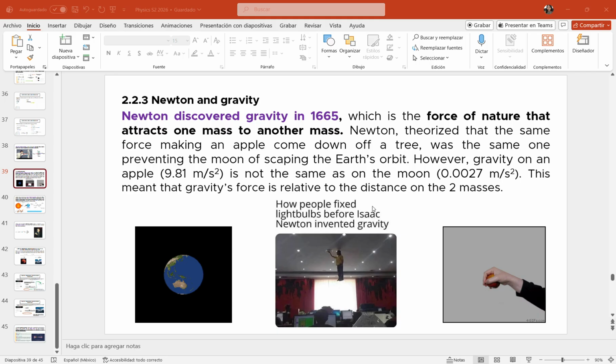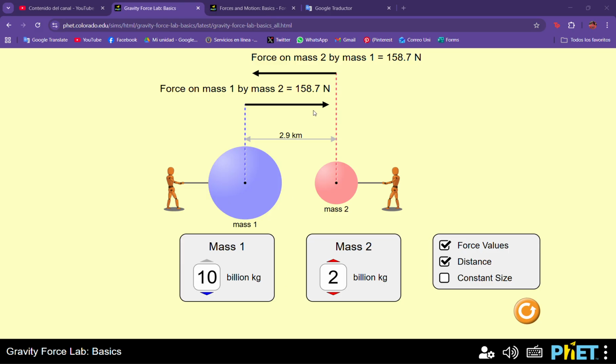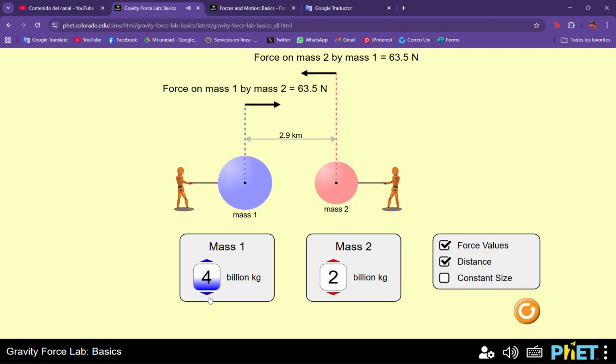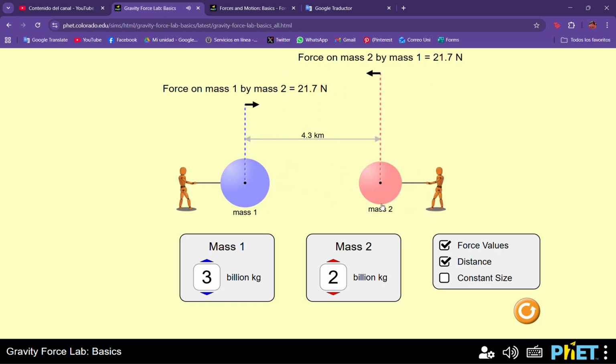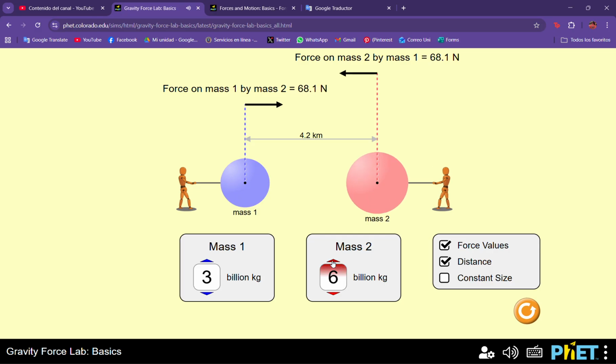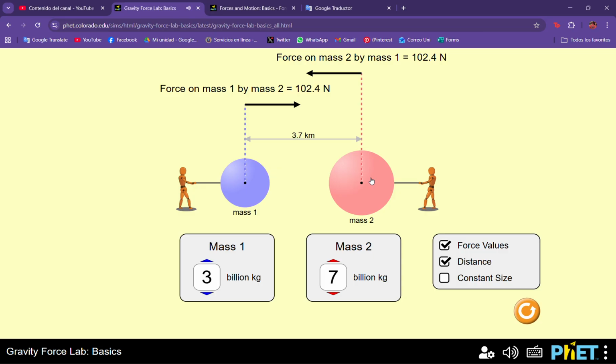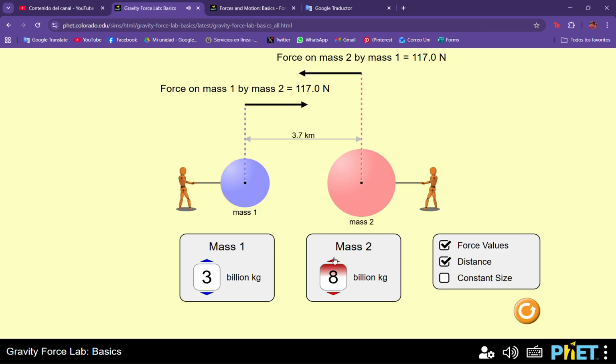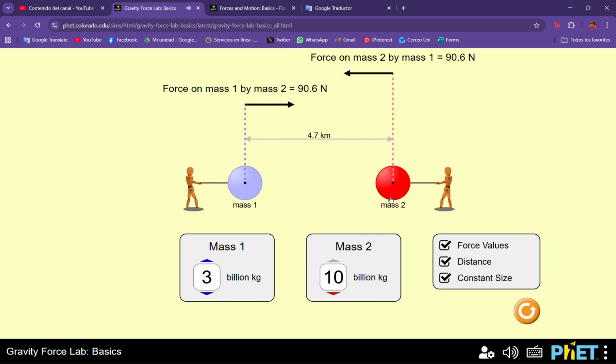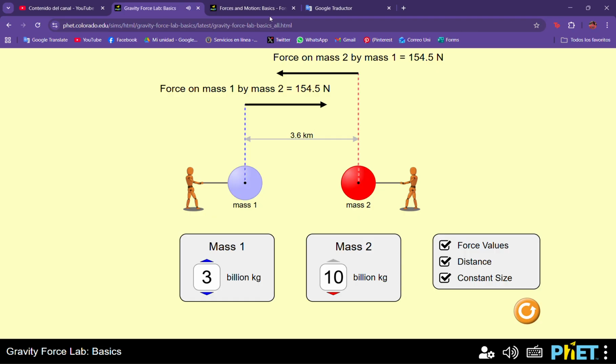the gravity's force is relative to the distance between two masses. Let me show you. In this PhET simulator, which is named Gravity Force Lab Basics, we can manipulate the mass of the circles. We can change the distance, and as you can see, even if the distance is different or one of the masses is higher than the other, the force that mass 1 exerts on mass 2 is equal to the force that mass 2 exerts on mass 1. It doesn't matter its size. Nothing else matters about this.